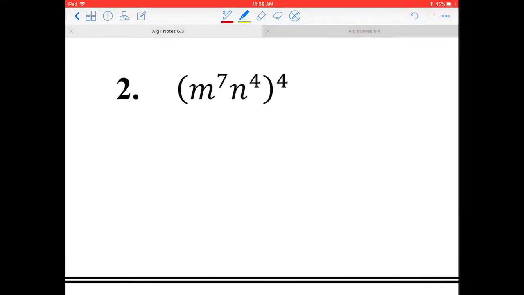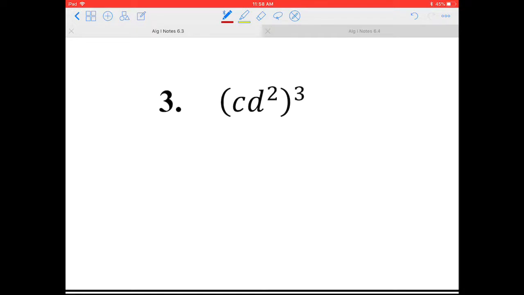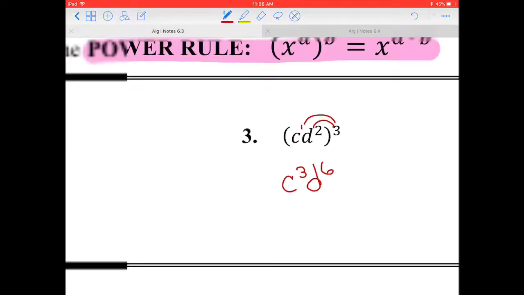So number 2, if you just follow with the rule, this is m to the 24th power, and then n to the 16th power, okay? We're multiplying exponents. Number 3, c does not have an exponent, so for all intents and purposes, it's a 1. So we'd have c to the 3rd power, or cubed, and then d to the 6th power, okay? So pretty easy, right? This is just the basics of it.